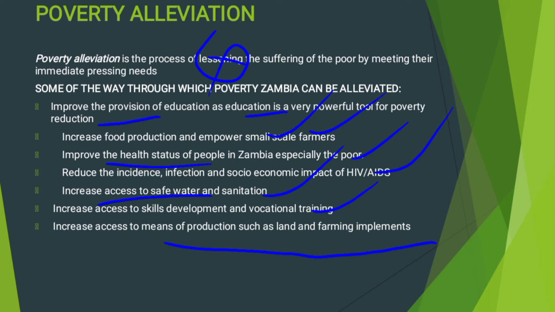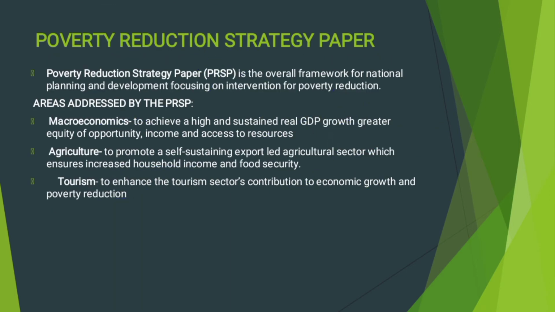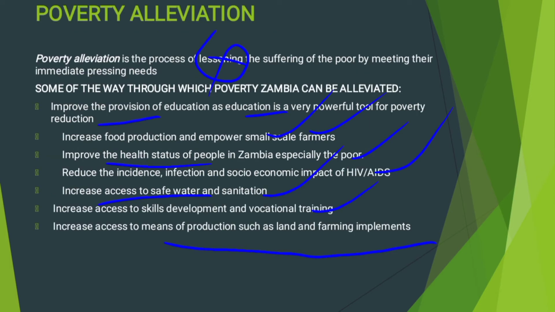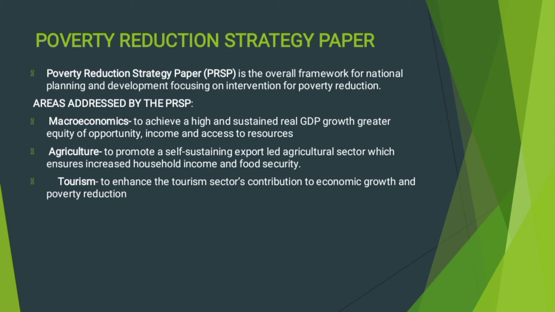They totally become disturbed, such that their farming system is affected as well. During harvest, they'll harvest less than what they expected, because fertilizers were not given in time. That was poverty alleviation, lessening the suffering of the poor people. Poverty alleviation. Now, here is poverty reduction strategy paper.